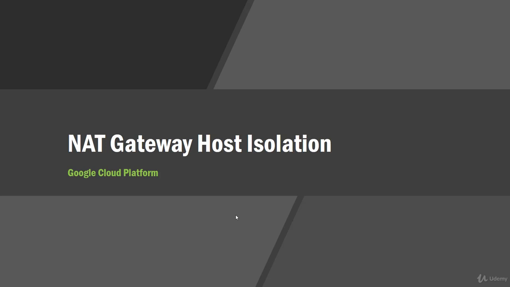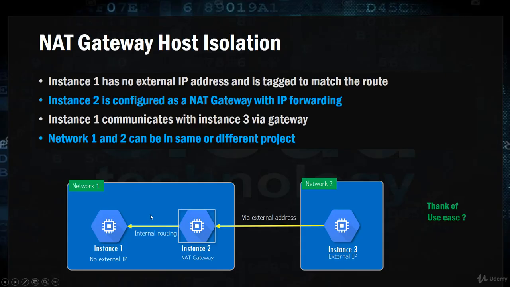NAT gateway host isolation. So we solve one problem, and that is when you have an internal instance, and you want to do maintenance, you want to install patches, or you want to connect to it for any other maintenance. What you do is you set up a Bastion host in the same subnet, and then you connect to that particular instance via SSH with internal domain name service or internal IP address.